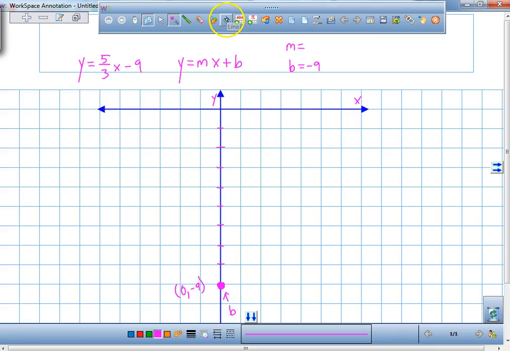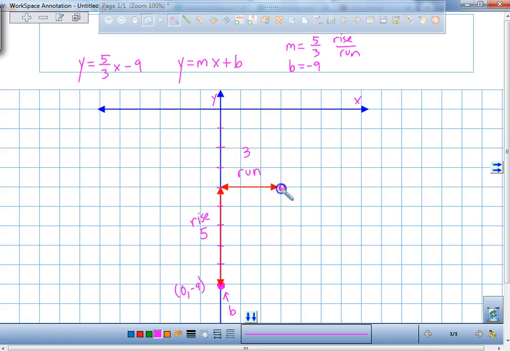Then, after that, what do I apply? I apply what's called the slope. So how much do I rise? What's my slope? 5/3. What's my rise and what's my run? My rise is 5, which means I have to go up 1, 2, 3, 4, 5 units. That's known as my rise. Then what do I have to run? 3. 1, 2, 3. So I literally have to run 3 units.